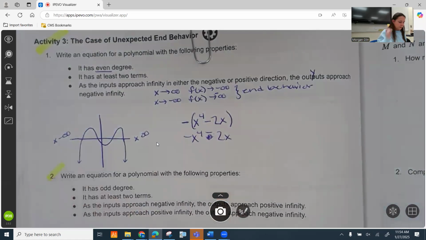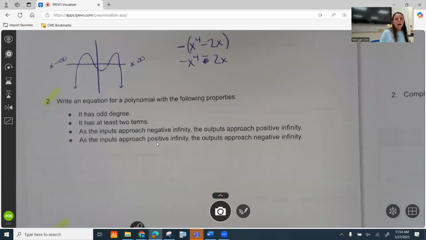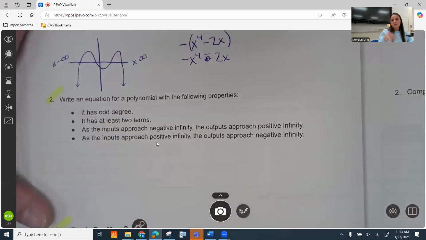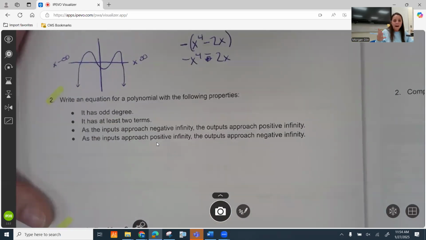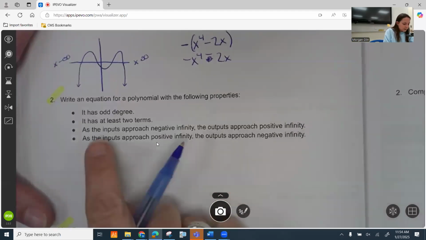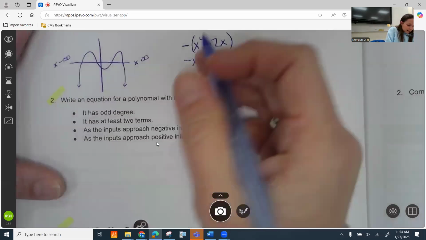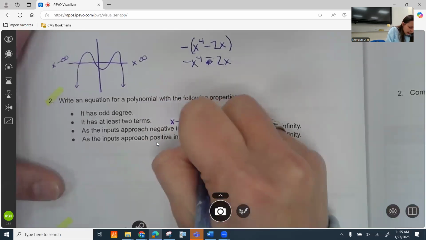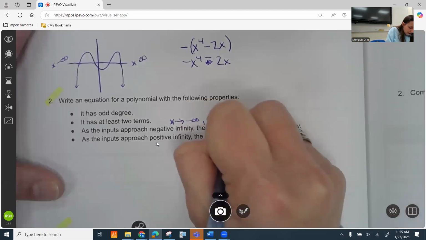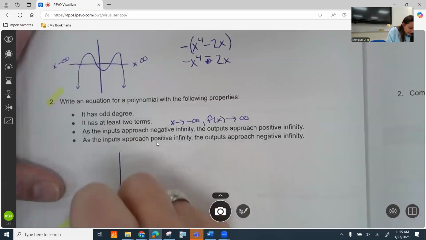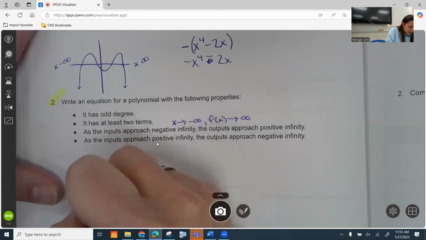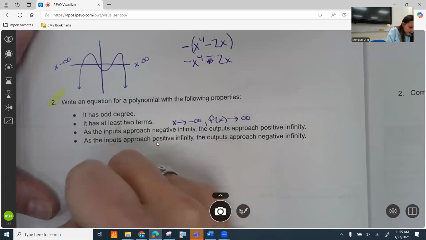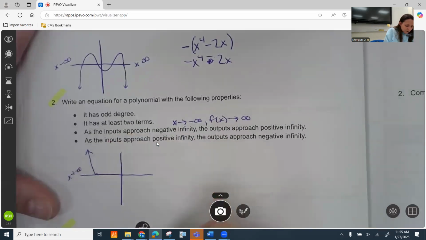All right, here we go. Let's look at number 2. Write an equation for a polynomial with the following properties. This time, odd degree, so degree 1, degree 3, degree 5, has at least 2 terms in it. As the inputs approach negative infinity, so as x goes to negative infinity is what this means, f of x goes to positive infinity. So what that means is on this end, x is going to negative infinity, on this end, f of x, our y values are going to positive infinity.